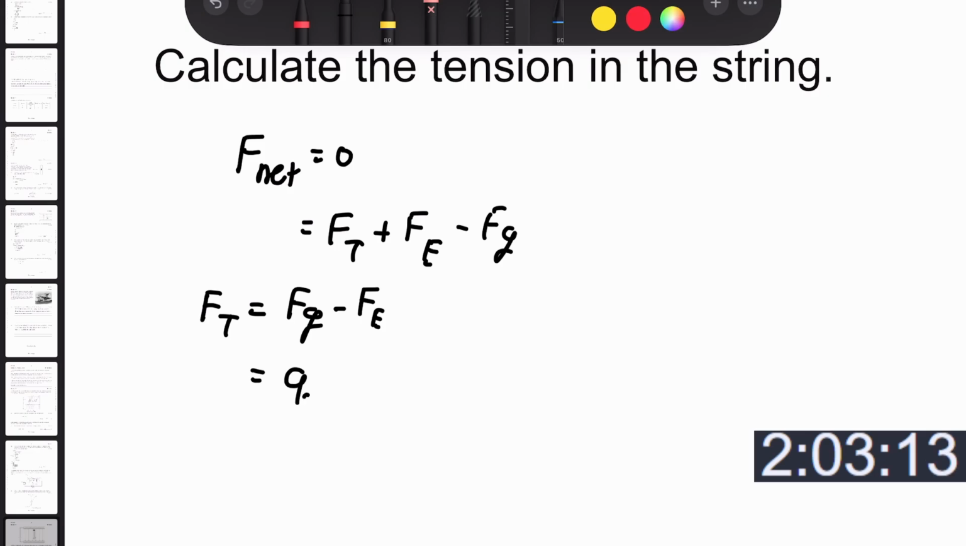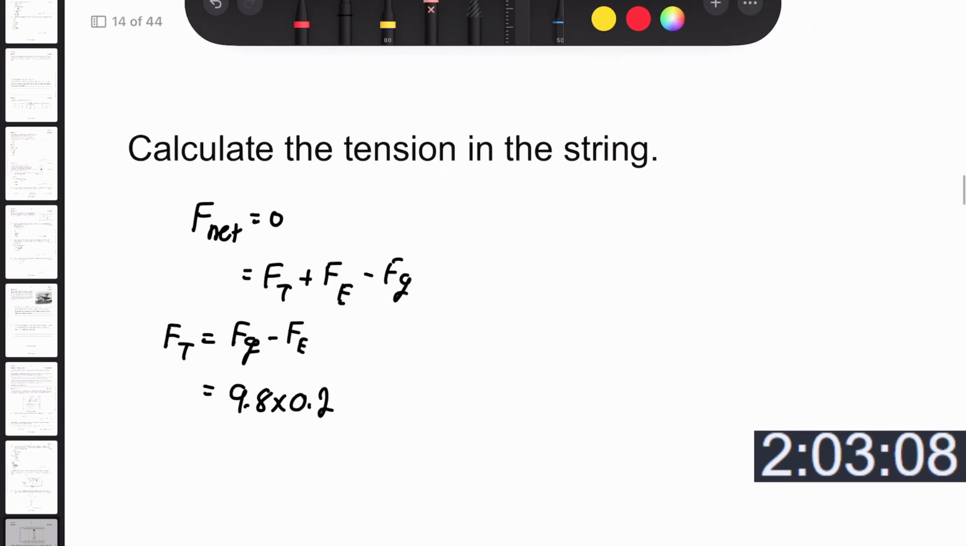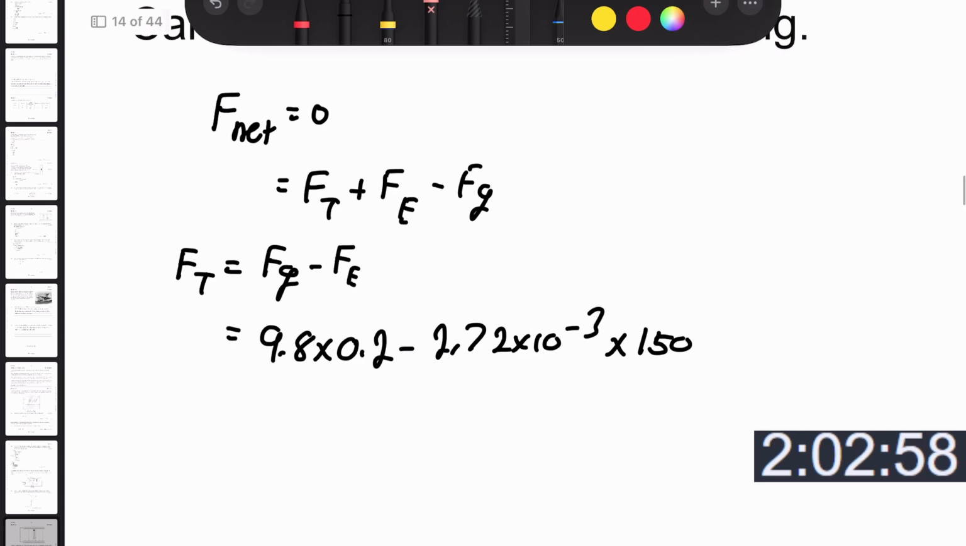So this would be 9.8 times 0.2 minus 2.72 times 10 to the negative 3 times 150 minus 2.72. See, if I remembered, I could just put the number back in. But I don't.